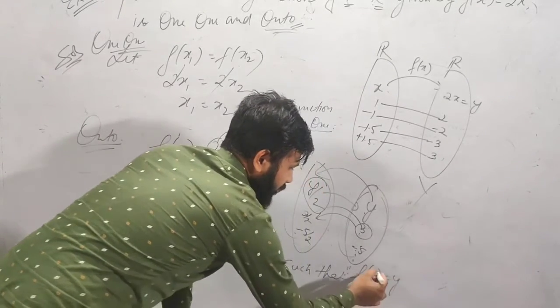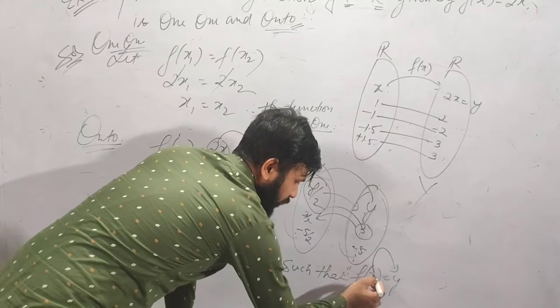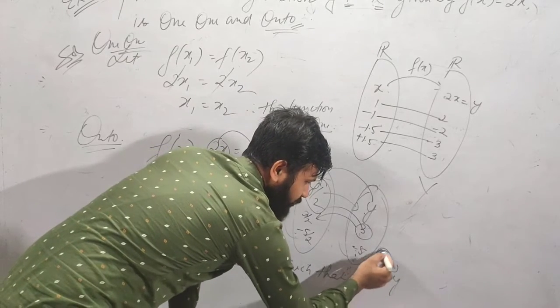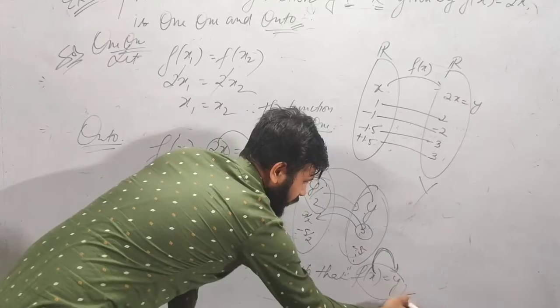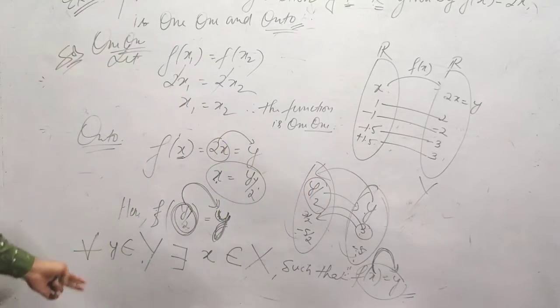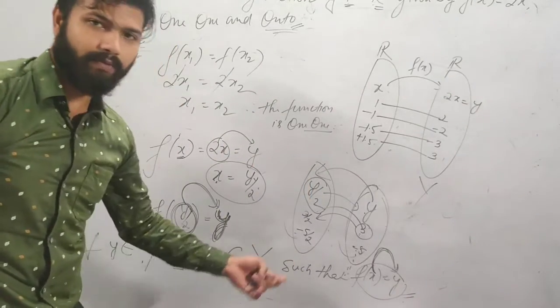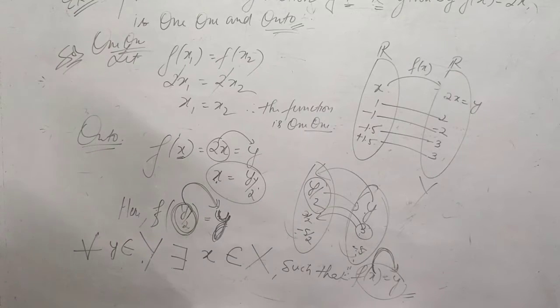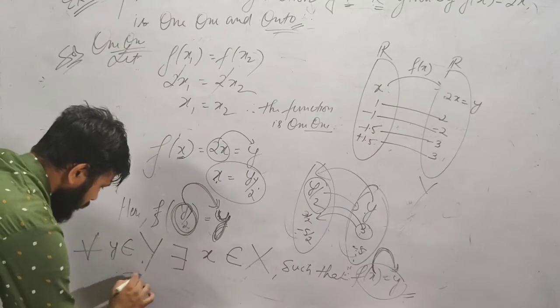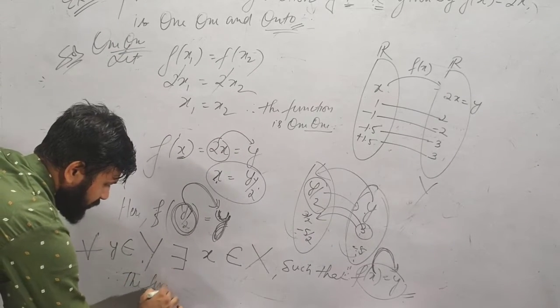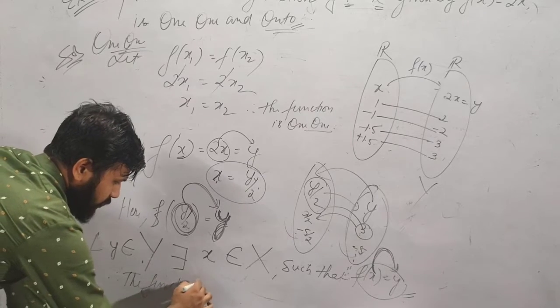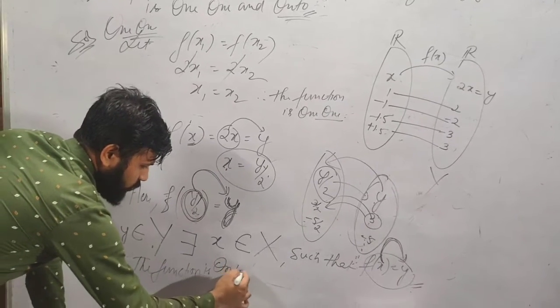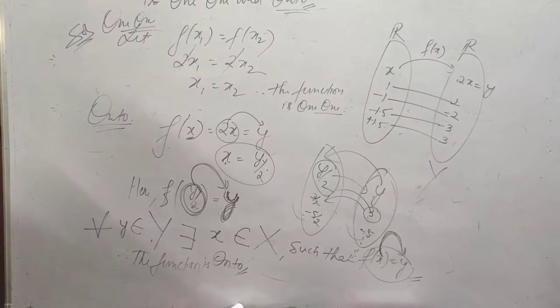Means such that for the pre-image x, the function of x is y. So here we can clearly say that this statement is a very important statement. It is a mathematical way of expressing this. So we can say that therefore the function is onto. I hope it is very clear. Very nice.